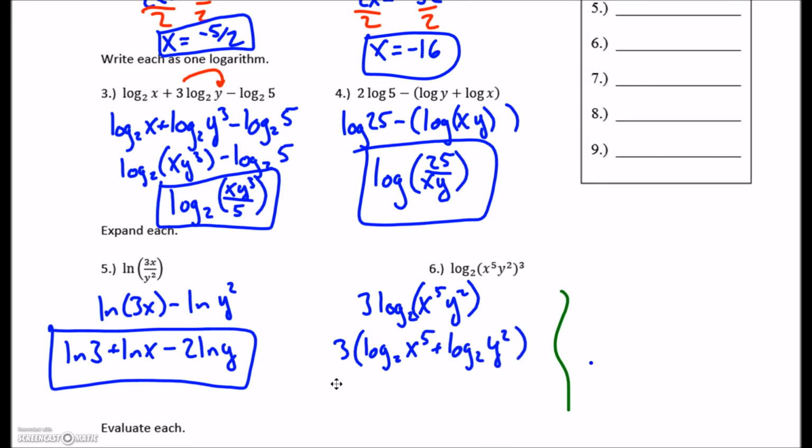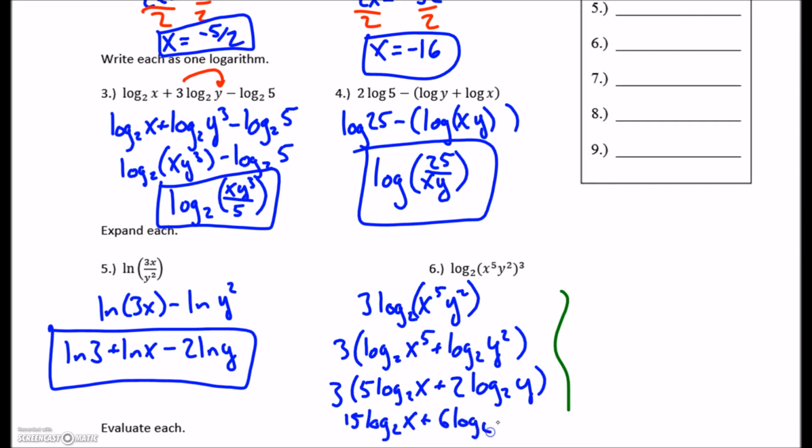And now from here I can bring each of those exponents out front in front of their respective logarithms. So that's going to give me a 15 log base 2 of x plus 6 log base 2 of y.